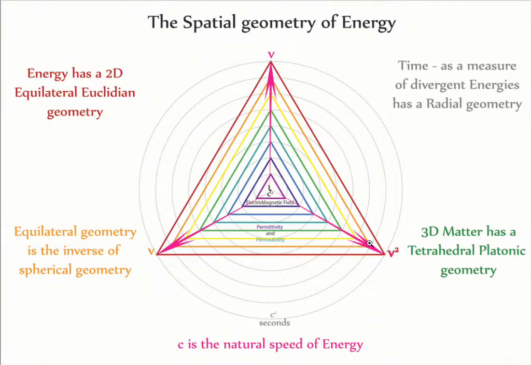So we can say, in brief, that the equilateral geometry of energy is in fact the inverse of the radial geometries of time measurements, be they Euclidean or spherical measurements. And of course, in the case of spherical measurements, we're measuring matter, and instead of an equilateral geometry, we would in fact have a tetrahedral geometry for the standing wave form that is called matter.